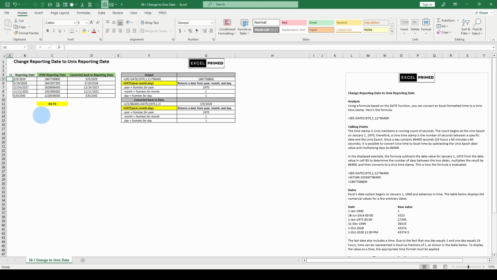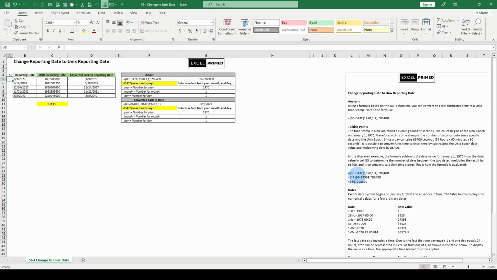All we're doing is taking our start date here, and we're going to convert it over into seconds. The timestamp in Unix maintains a running count of seconds. The count begins at the Unix Epoch on January 1st, 1970. Therefore, the Unix timestamp is the number of seconds between a specific date and the Unix Epoch. Since a day contains 86,400 seconds, 24 times 60 times 60, it's possible to convert Unix over to Excel.